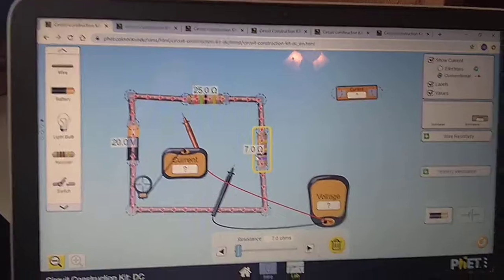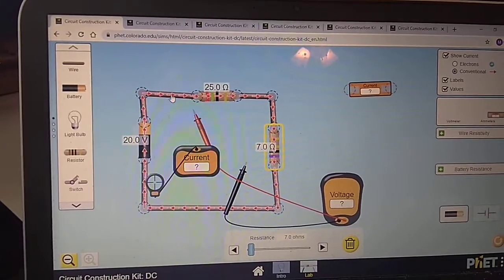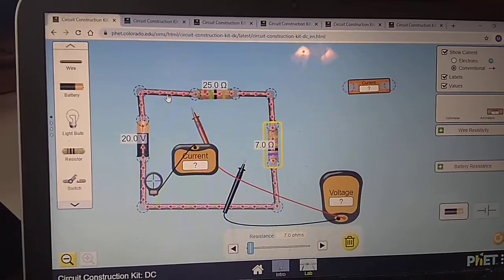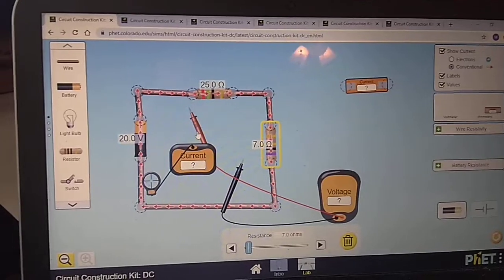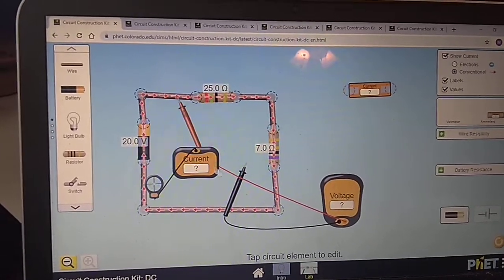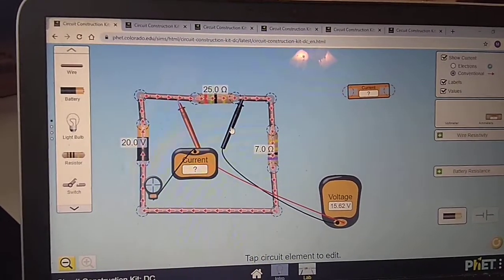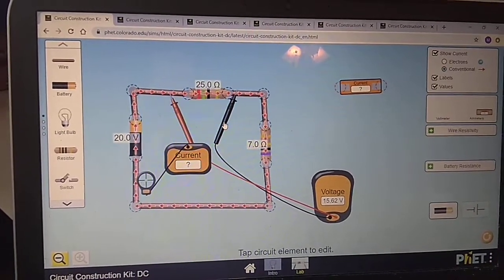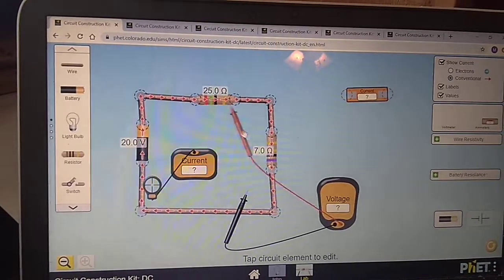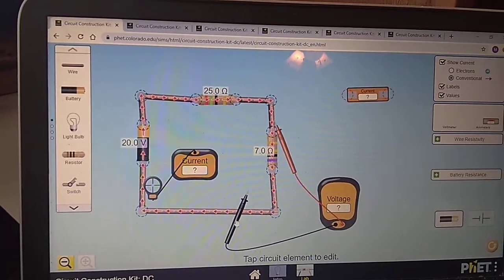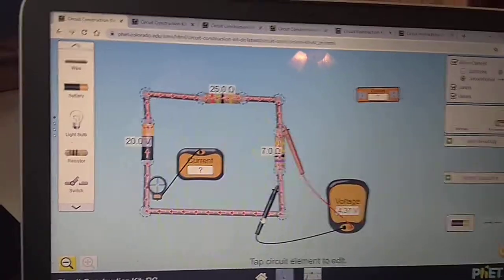Okay. So you can see some changes to the circuit. If you look very closely, the red arrows seem like they're moving a little faster. That's implying that there's a greater current right now. So let's look at the voltage drops again. Voltage drop across the 25 ohm resistor is 15.62. The voltage drop across the 7 ohm resistor is 4.37.